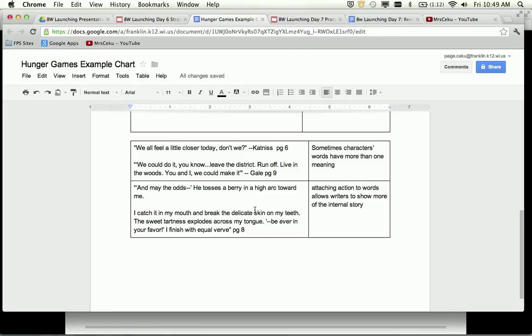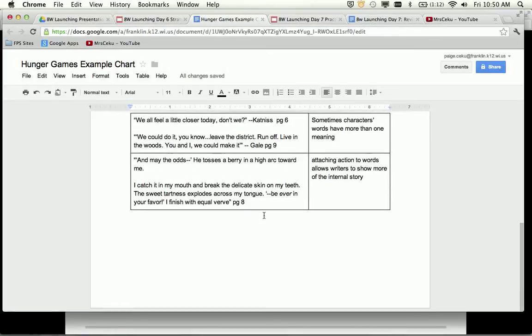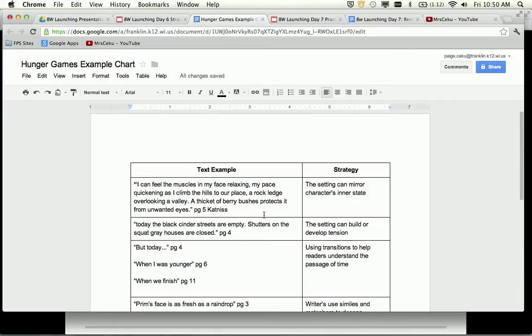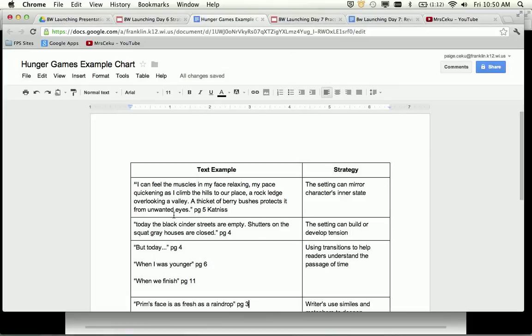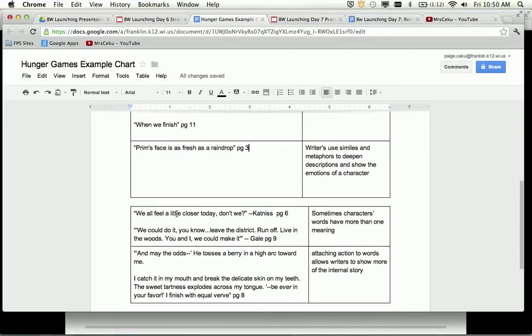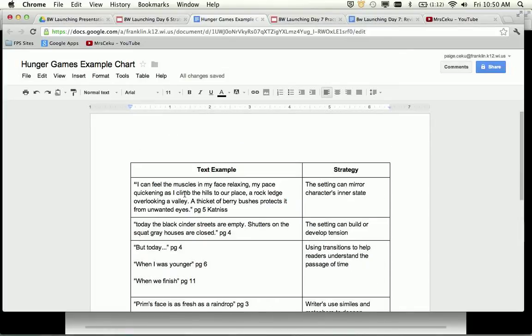So I think it's kind of playing a game with the berry. What are your chances of catching that berry? Kind of reflecting what are your chances of being picked in the lottery. So that action of tossing the berry up and her catching it is kind of saying, hey, may your chances be good for the reaping. So here's several strategies that I picked. I looked for them in my book. I noted where I got them from and what they were over here.